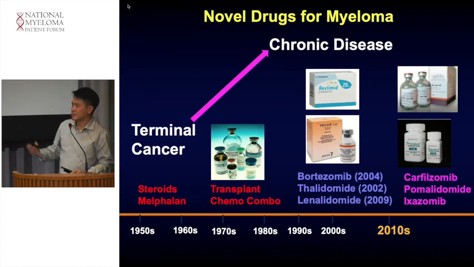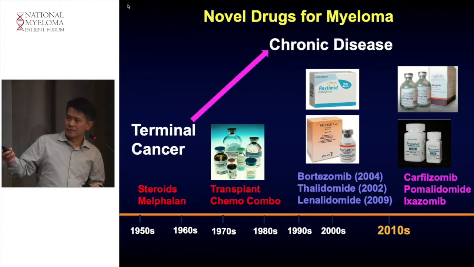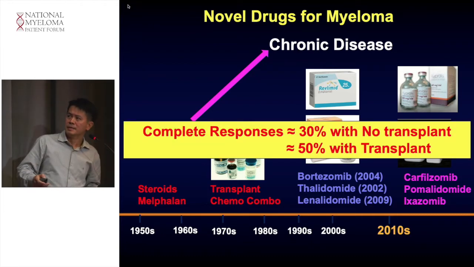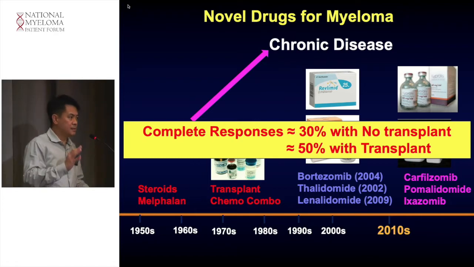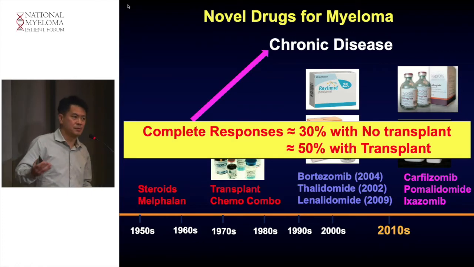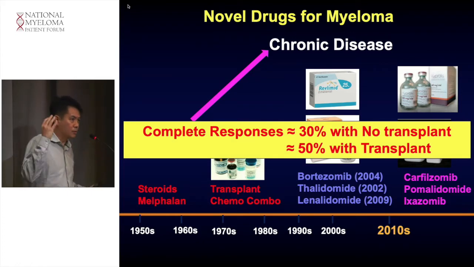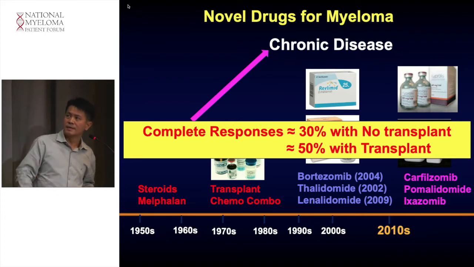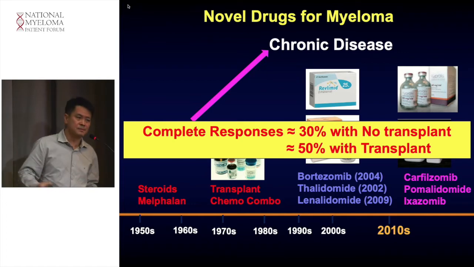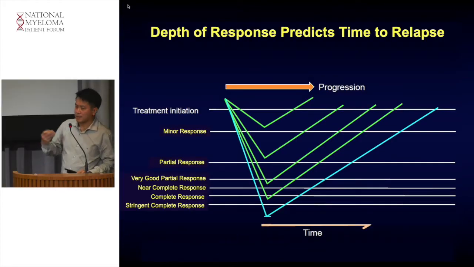So in the 2000s, new drugs were introduced. Of course, you are familiar with bortezomib, thalidomide, lenalidomide, and the second generation carfilzomib and pomalidomide. With these drugs, even without stem cell transplant, we realized that, hey, we could actually induce a complete response in about 30% of patients. Traditionally, we thought that only a stem cell transplant could bring you there. And if you use these drugs up front and then you go on to a transplant, about 50% of patients can attain complete response. Why is complete response so important?